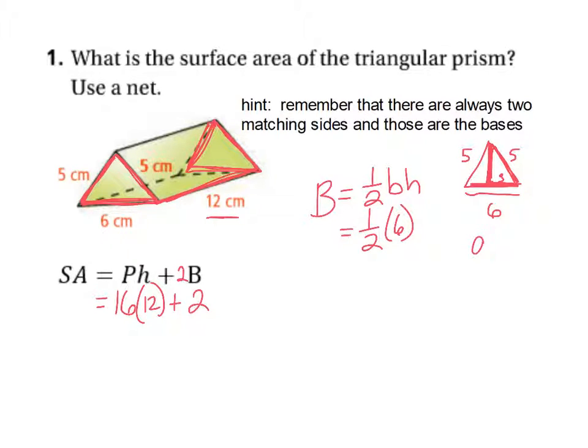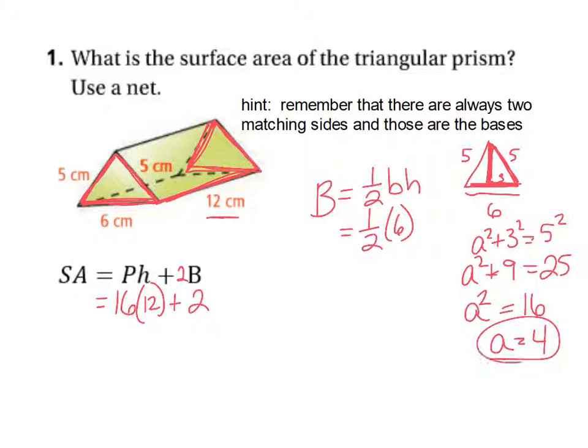I'm going to do a squared plus 3 squared equals 5 squared. So a squared plus 9 equals 25. Subtract the 9, I get 16, so a is going to be 4. Okay, a is, and that's the height, right? That's going to be that measurement there, so I'm going to put a 4 here for the height. So 1/2 of 6 is 3, times 4 is 12. And that 12 gets put in right there for capital B.